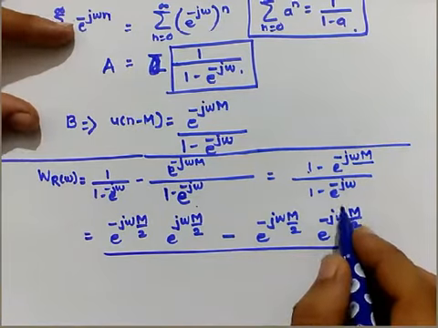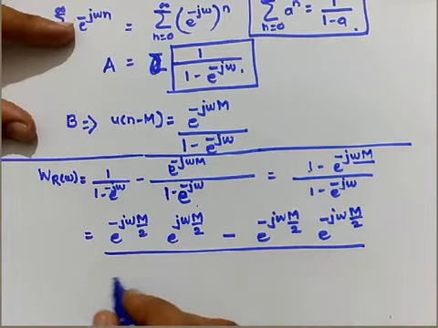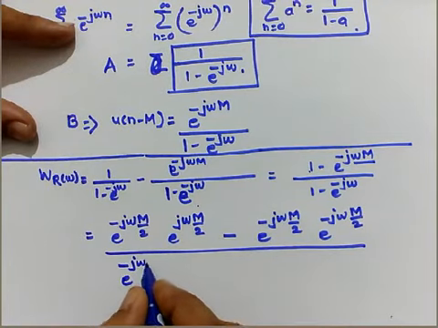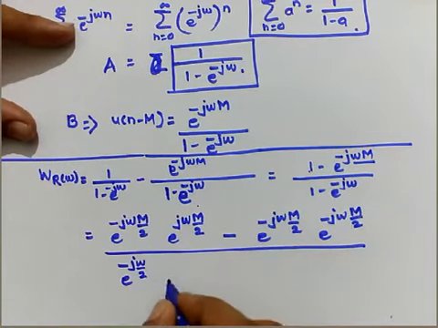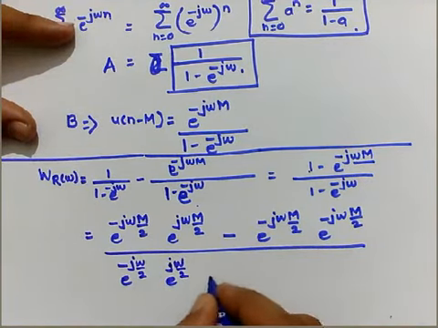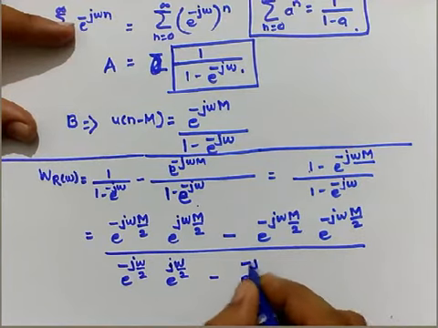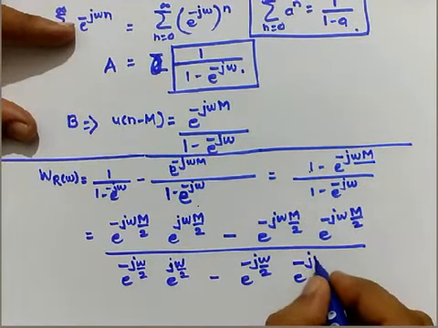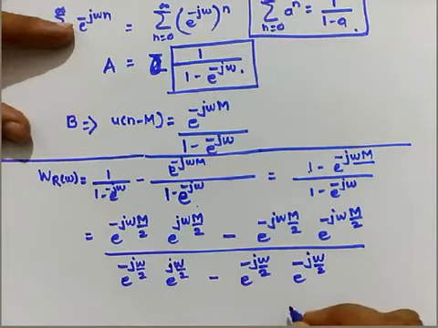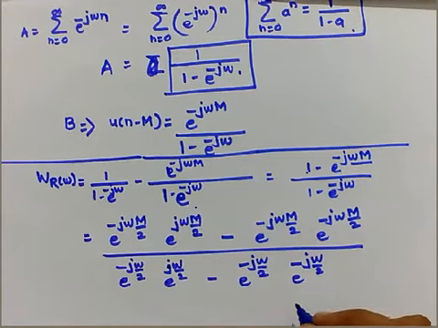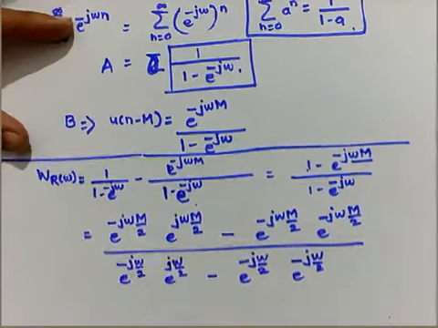Divided by, apply the same kind of approach at the denominator also. So e raised to minus j omega by 2 into e raised to plus j omega by 2, minus e raised to minus j omega by 2 into e raised to minus j omega by 2. So this is how it will become. So let's simplify it. Take the terms common.